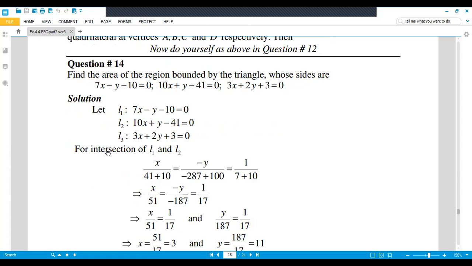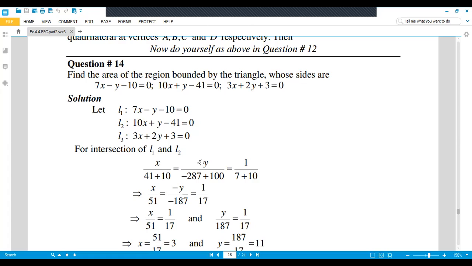First, we are going to find the intersection of L1 and L2. For this, when you write x, you will take the coefficient of y and multiply with each other. Look, minus 1 multiplied by minus 41, so we get positive 41. Similarly, minus sign, then plus 1 with a constant, minus, so minus minus plus, so you will get plus 10.